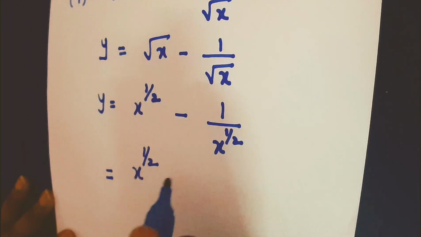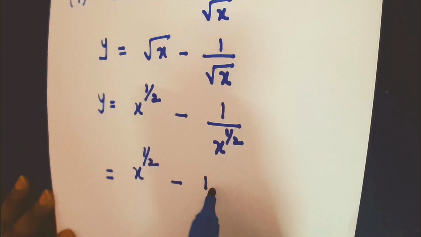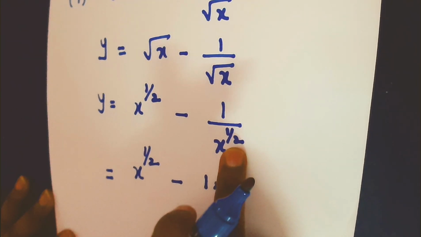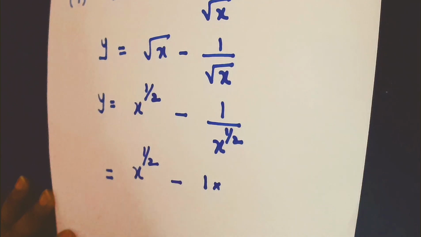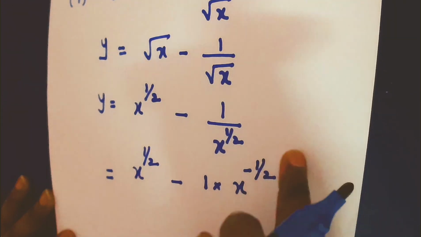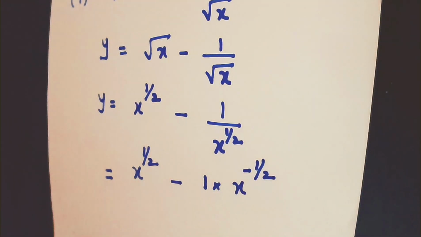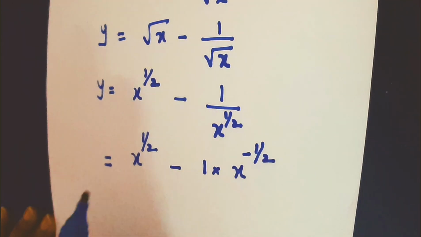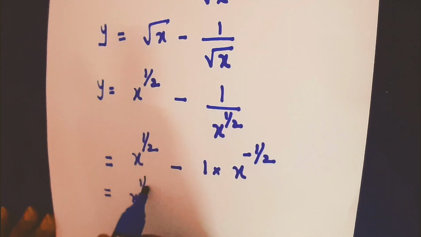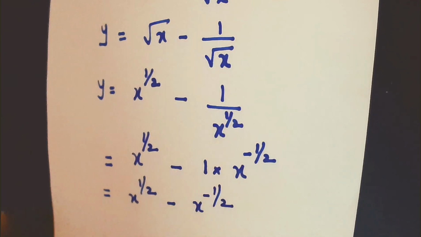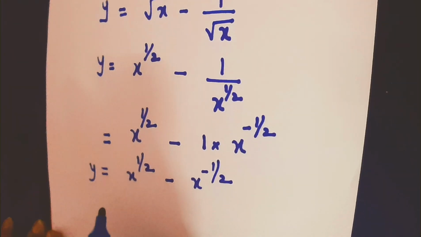x to the power half, we'll keep it as it is, minus 1 times, as per the rule, if the power is positive, what is the power here? Half. If it comes to the numerator, it will become a negative power. That is the rule. We can write it as x to the power minus half. The 1 we can ignore, because 1 multiplied by any term gives the same value. So I write the first term as it is, minus x to the power minus half. Now only we are going to differentiate.